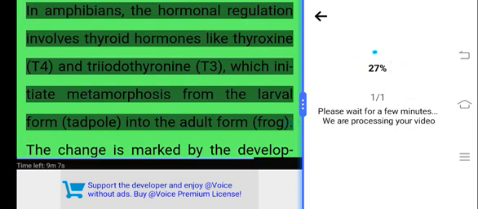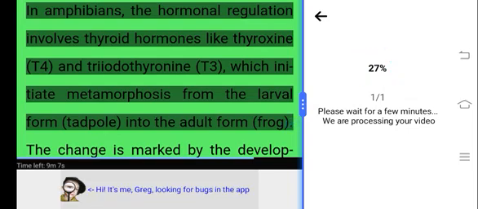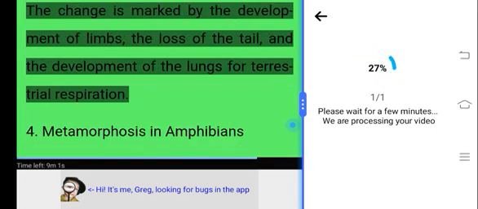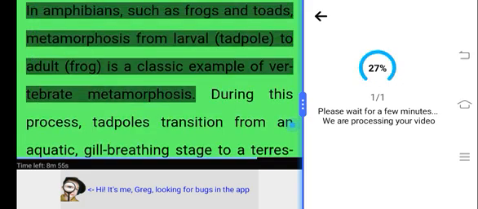In amphibians, the hormonal regulation involves thyroid hormones like thyroxine (T4) and triiodothyronine (T3), which initiate metamorphosis from the larval form, the tadpole, into the adult form, the frog. The change is marked by the development of limbs, the loss of the tail, and the development of the lungs for terrestrial respiration. 4. Metamorphosis in amphibians.